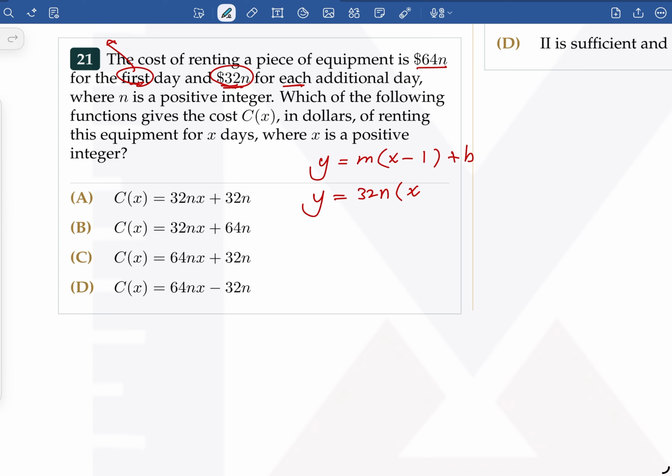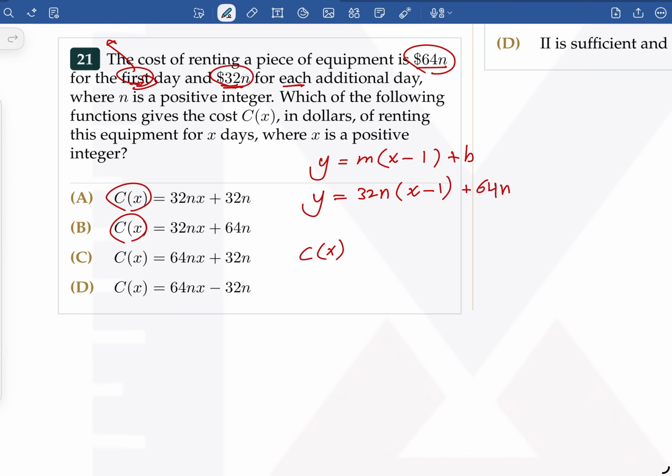For any x minus 1, x minus 1, and then plus b, where b is the initial number for the first day, which is 64n. That's how to write the equation. But if you look at the options, you can see c of x instead of y.